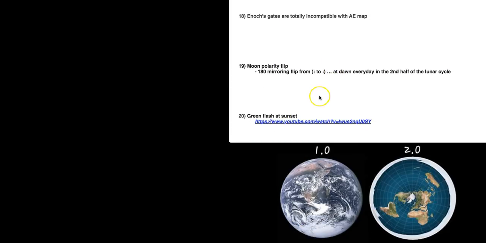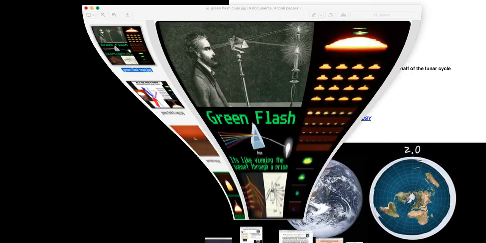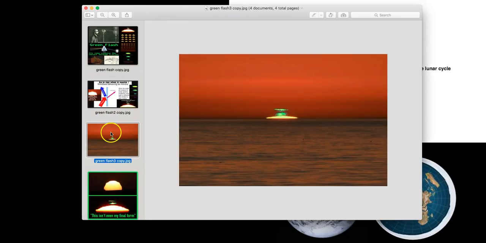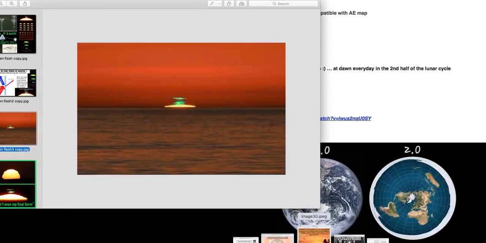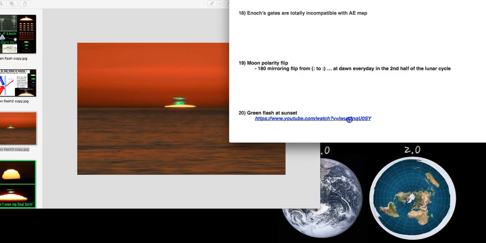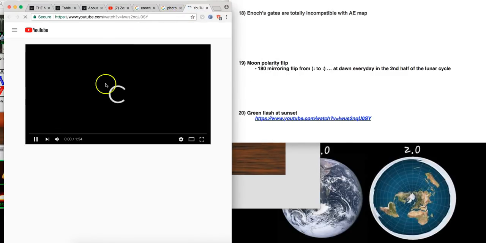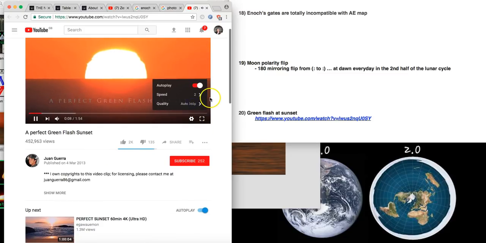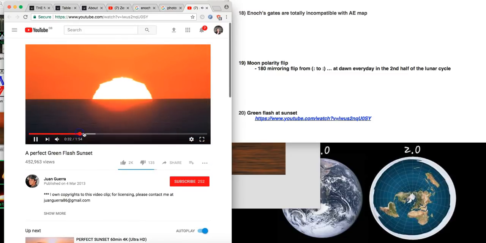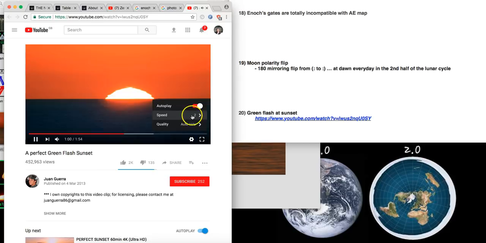So there's a couple more proofs after this, but number 20 is what's known as the green flash. I'll show you a video of this. You can see, I'll speed this up. You'll see it go green right at the top here. It goes green. I'll slow that down.